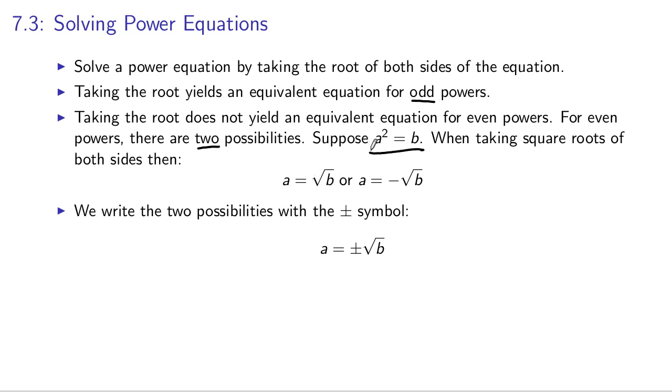If we were to take the square root of both sides, there are actually two equations we need to write in order to make a statement equivalent to this one equation. We need to write that a is the square root of b or a is the negative square root of b, because the negative square root of b is a solution to this equation. We combine the two possibilities with the plus or minus symbol. So we write a is plus or minus the square root of b, and this indicates both possibilities, the plus and the negative.